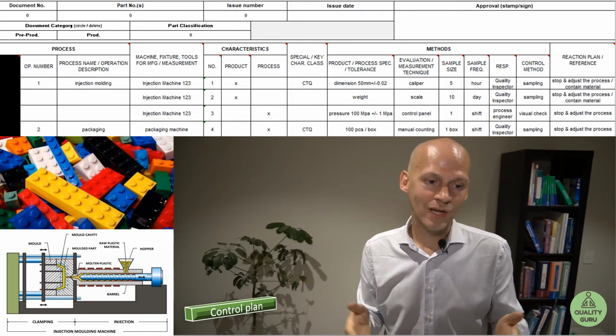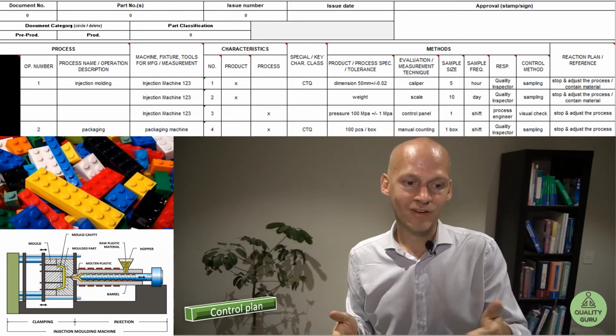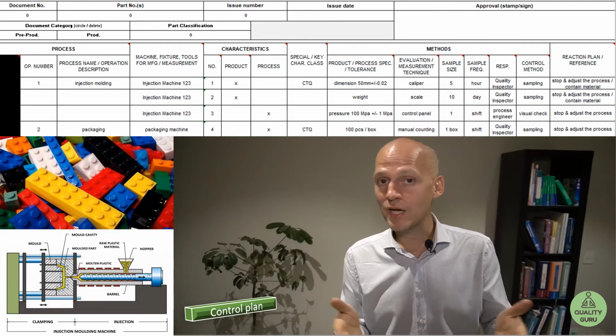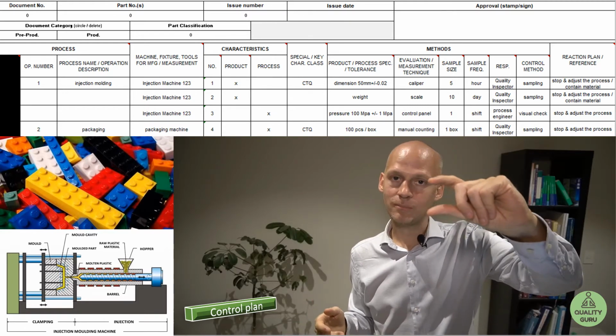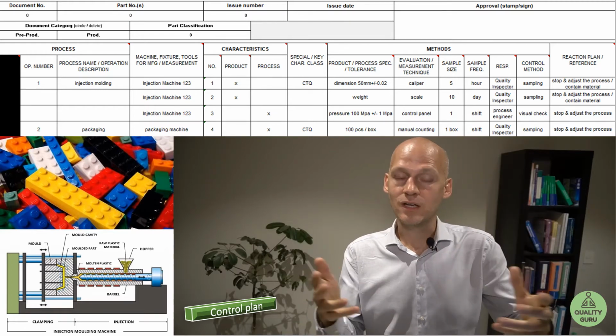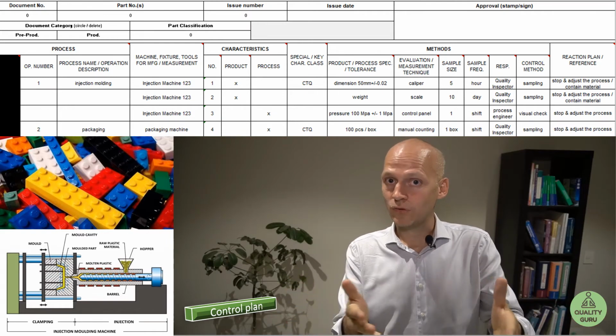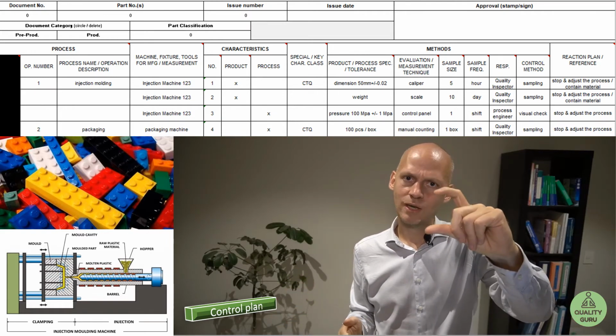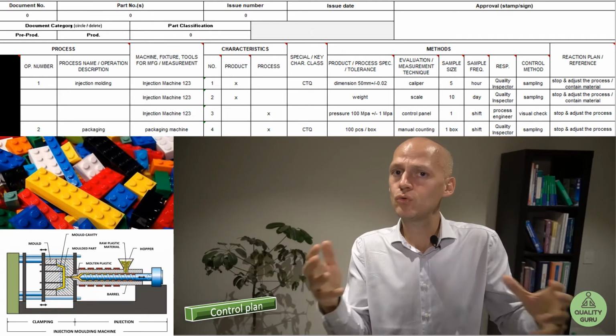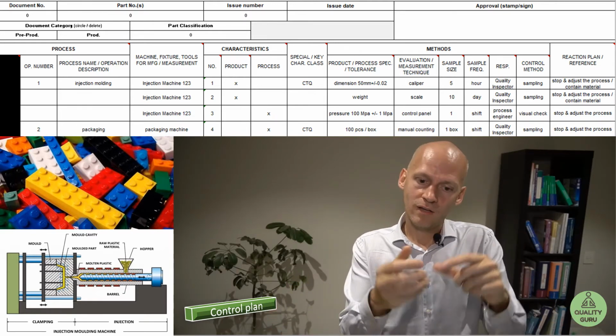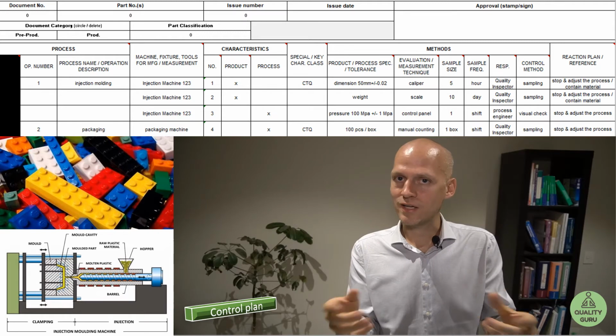So here, let's see, what do I have on the product level? I have the dimension. Here I could say the dimension of the stone should be 50 millimeter plus minus 0.02. So there is a certain tolerance on the dimension. It can be a little bit smaller, a little bit bigger, but it cannot deviate too much, because then they would not fit together and they would not look nicely when they're built together.